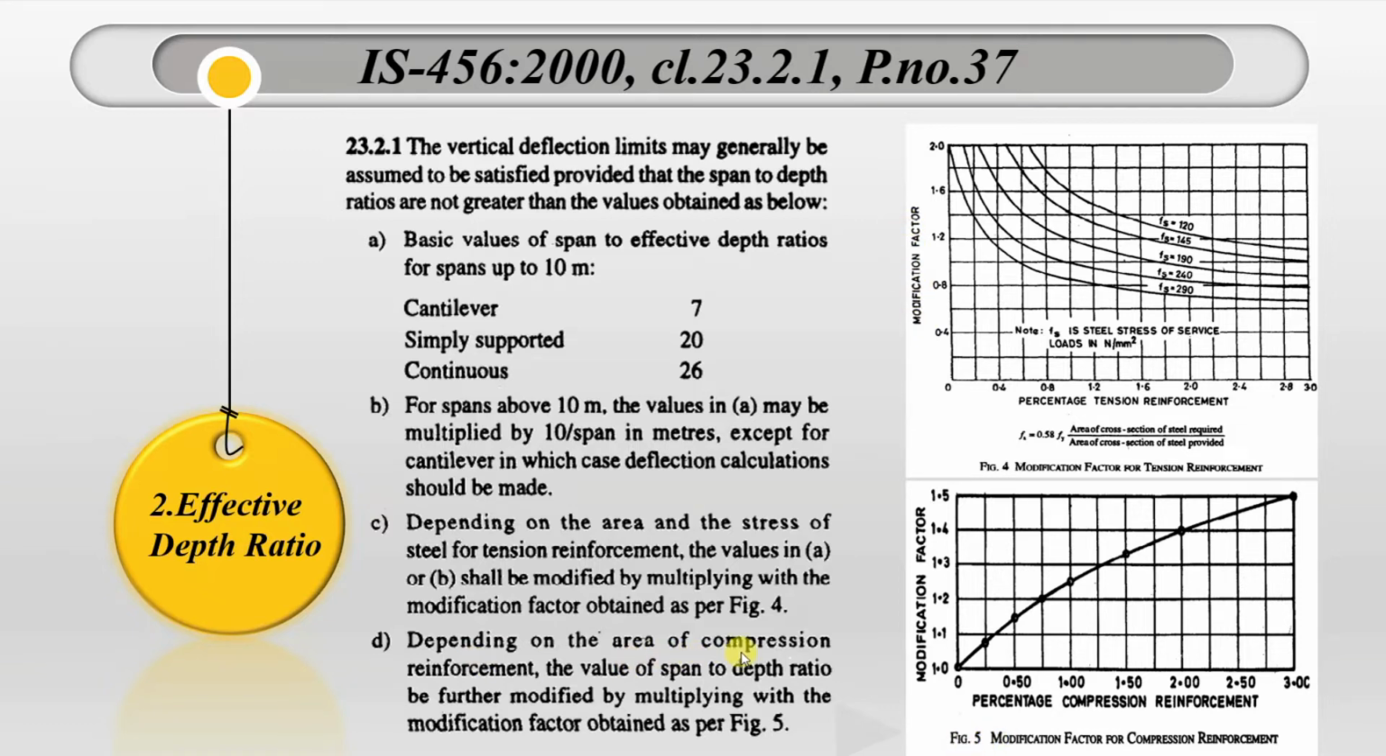Similarly, depending on the area of compression reinforcement, the value of span to depth ratio can be further modified by multiplying with the modification factor obtained as per figure number 5. So this is given for compression reinforcement.